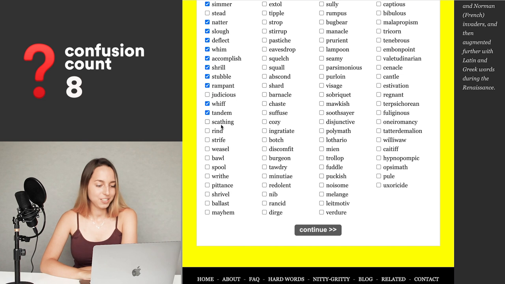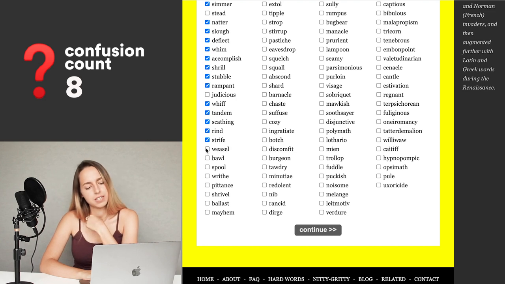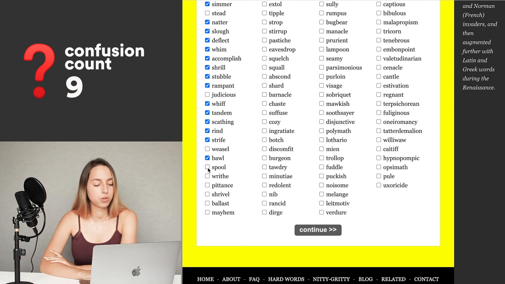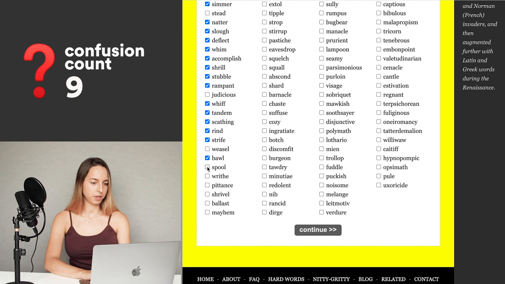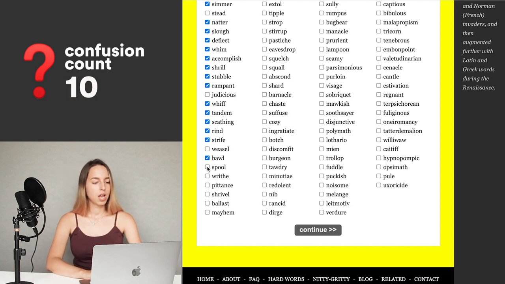Okay, sketching. Rind, strife, weasel, or vessel, weasel. I don't know what that is. Bowl, spool. I don't know what spool is, to be honest. Spool looks like a very easy word, you know? God knows what that is.